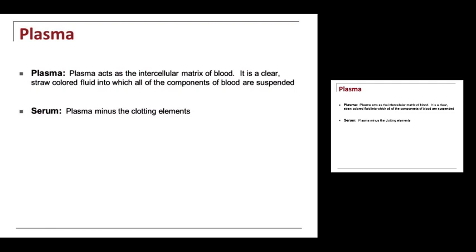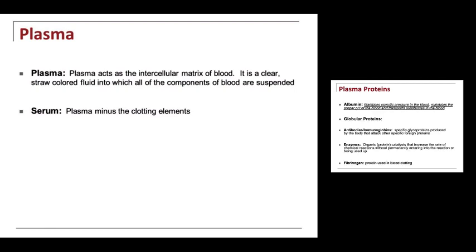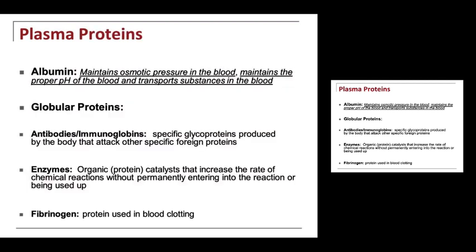Plasma is the extracellular matrix. It's clear, it's straw colored, and it's the fluid in which all the other components of the blood are going to be suspended in. When you hear serum, serum is the plasma minus the clotting elements that are there. When we look at some of the plasma proteins, albumin is really important. You'll see albumin show up on many blood tests. It helps to maintain the osmotic pressure in blood, which is that pulling force of water into a system. It maintains proper pH, and very important, albumin is a major transport protein that's found in blood.